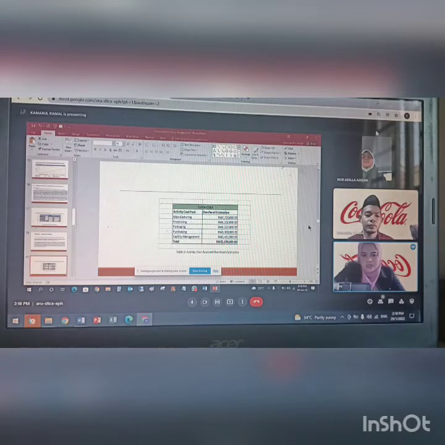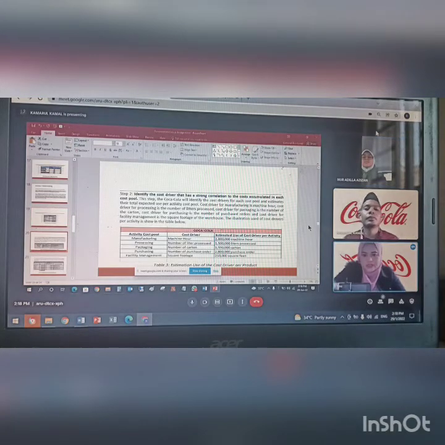Next, we see table 2, activity cost pool and overhead estimation. Alright, for activity cost pools, we have 5 activities such as manufacturing, processing, packaging, purchasing, and facility management. So the total for overhead activities is 25 million 6,070 million. Alright. For the next, step 2 is to identify the cost driver that has a strong correlation to the cost accumulated in each cost pool.